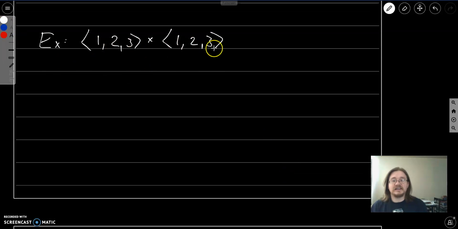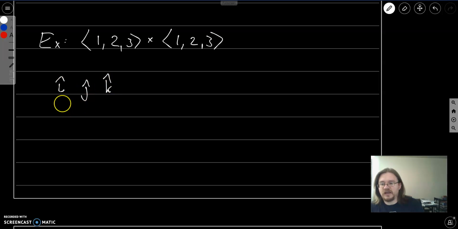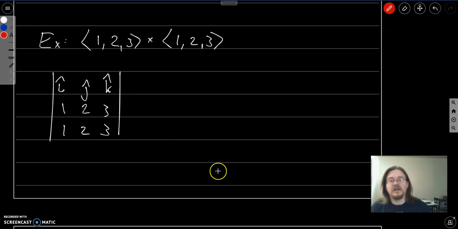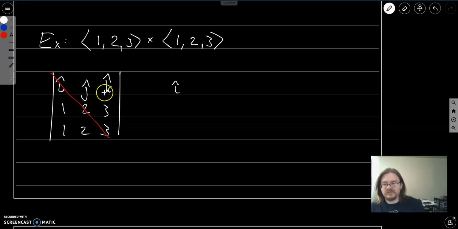Silly examples are nice. Let's take something cross itself. So we've got i, j, k, 1, 2, 3, 1, 2, 3. Let's do our diagonals. Going to the right, we have i times 2 times 3. So 2 times 3 is 6. Next up, j times 3, wrap around, times 1. So 3 times 1 is 3j. K times 1 times 2, 2k.